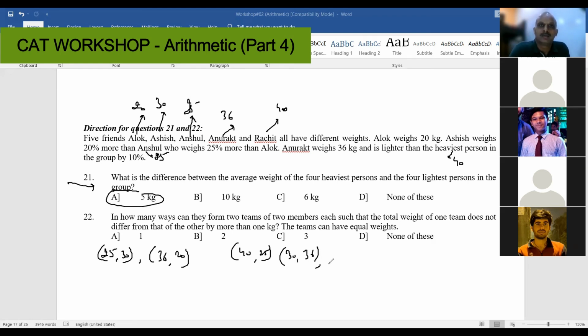Okay. So you can add 40, 20 and 25, 36. This is also having a difference of not more than 1 kg. 60 and 61. So there are 3 ways possible. Yes, sir. So I left the last case. Yeah, so you have to count like this.